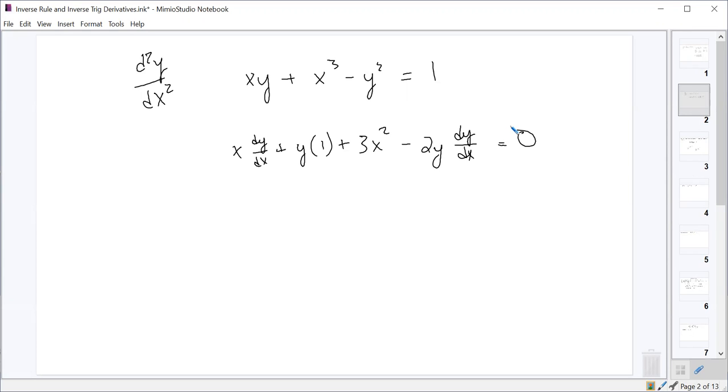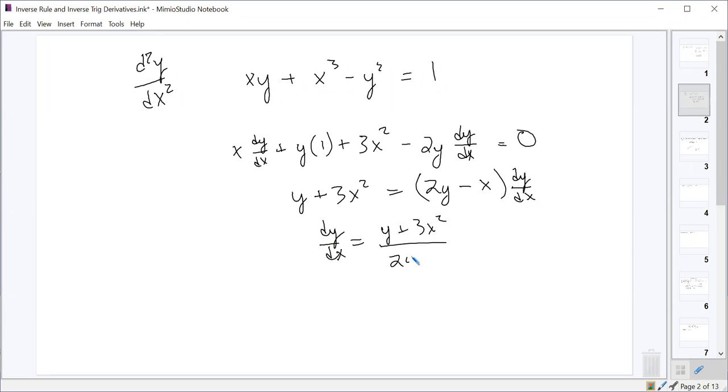And now we will solve for dy dx. So we'll keep y plus 3x squared on the left-hand side, and then we'll add over the 2y and then subtract over the x, and those are both multiplied by dy dx. So I can factor that out and get dy dx equals y plus 3x squared over 2y minus x. Everybody okay with the first derivative there?